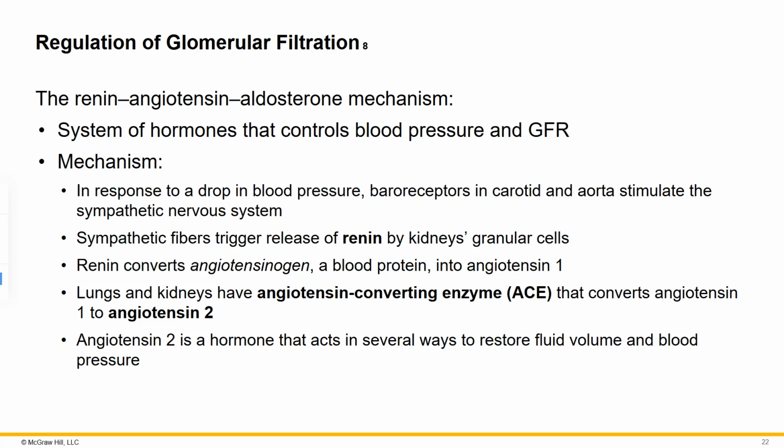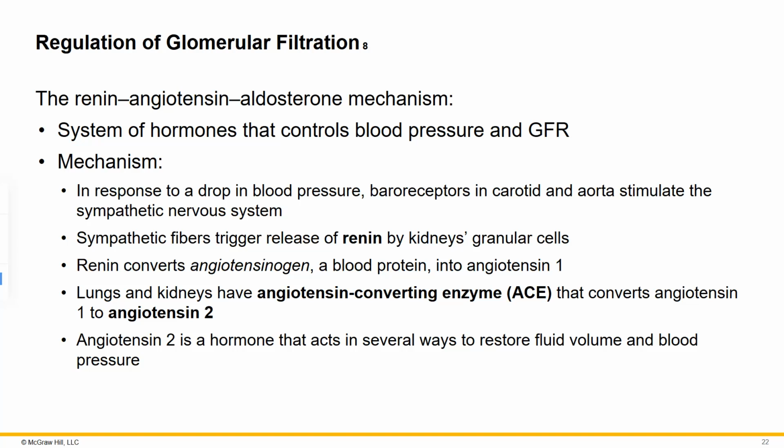So what I recommend is you definitely need to know the renin-angiotensin-aldosterone system, the RAS system. I recommend drawing a little flow chart of kidneys, arrow, renin. Renin is the intermediary that converts angiotensinogen from the blood into angiotensin 1. Then we have lungs and kidneys that have ACE, and that converts 1 to 2.